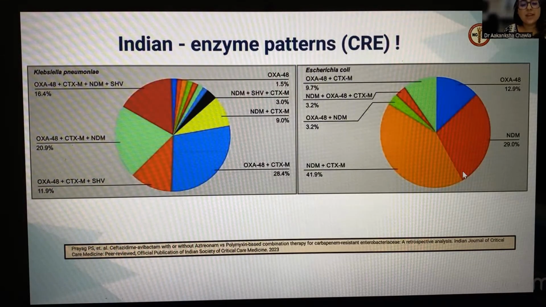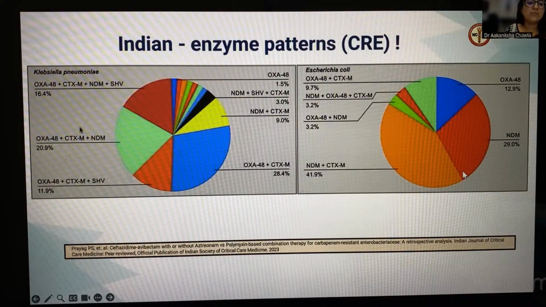So this was actually shared by Dr. Prakshit Prayag, and this was a study which was published in the IJCCM in 2023, which was basically a retrospective analysis of ceftazidime-avibactam with or without aztreonam versus polymyxin-based combination therapy for carbapenem-resistant Enterobacteriaceae. So in the Indian ICUs, we have been getting OXA-48 and NDM, or NDM alone. Based on this also, for Klebsiella pneumoniae, they found that OXA-48 and CTX-M was the predominant one, followed by OXA-48, CTX-M and NDM.